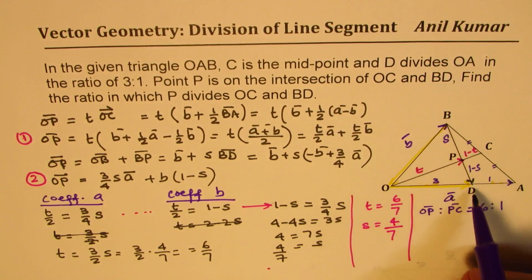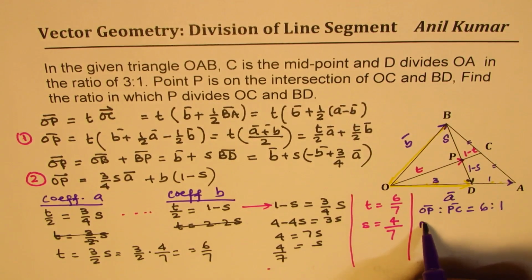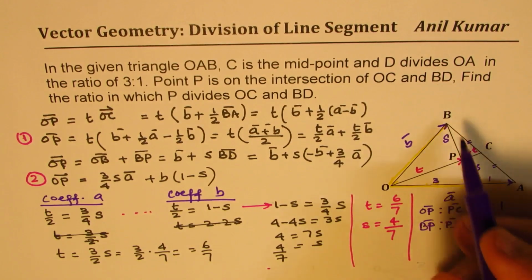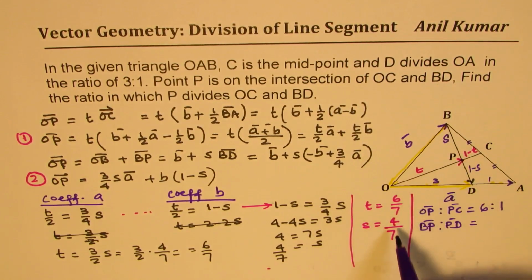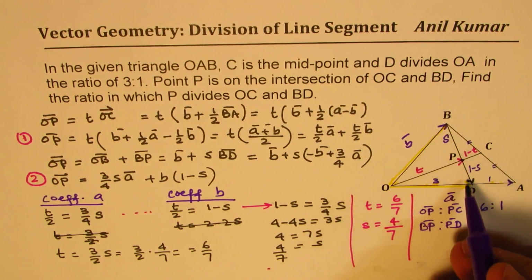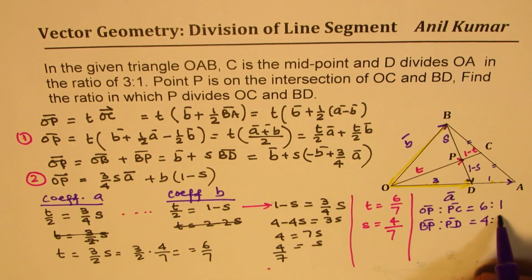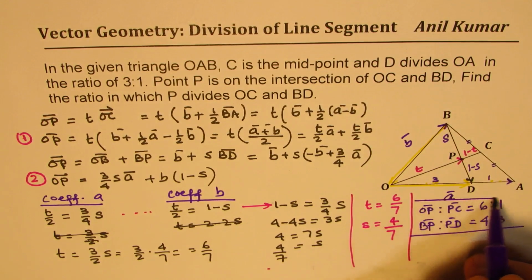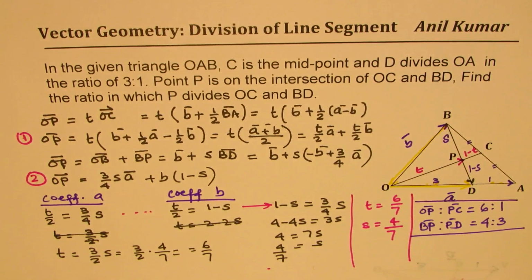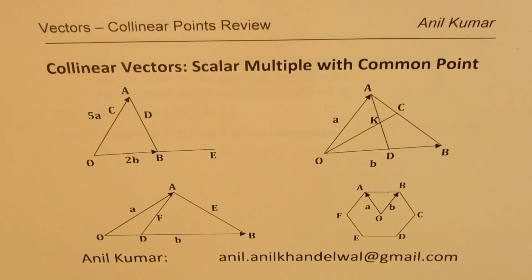As far as BD is concerned, the ratio of BP to PD is what? S is 4 over 7. So 4 here, 3 there. 4 is to 3. So that becomes our solution. Is that clear to you? So that is how we are going to solve such questions.